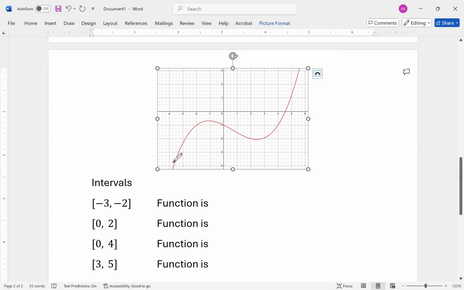All right, so let's do this. Hopefully you got a chance to try that if you wanted to. So from -3 to -2, that's x values, -3 to -2. Our function is going up. So on that interval from -3 to -2, the function is increasing.